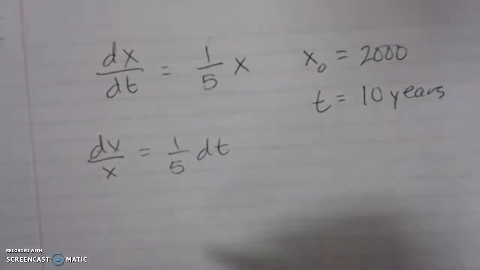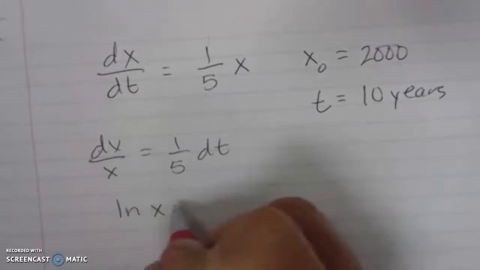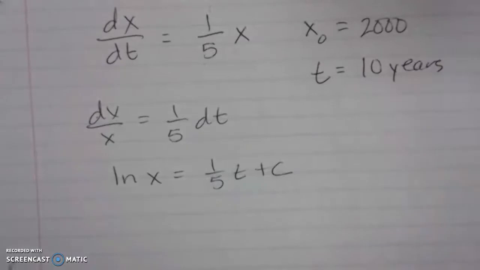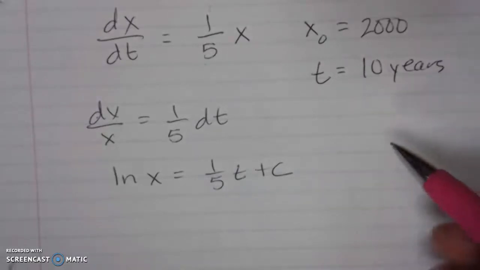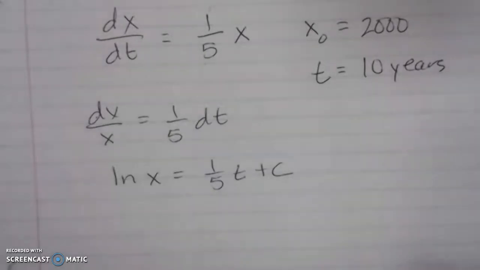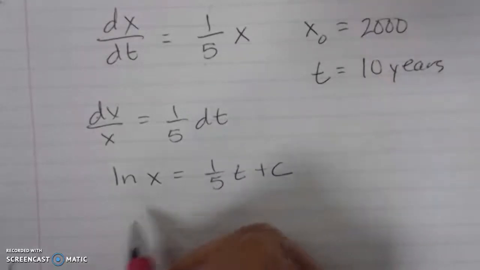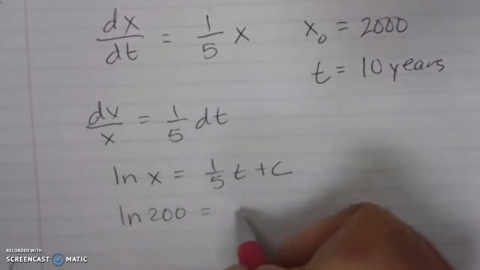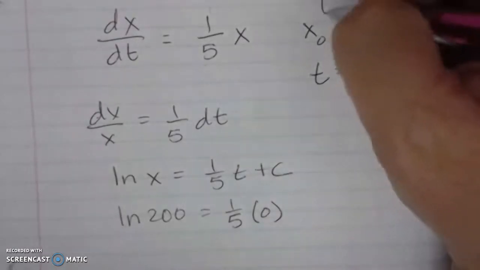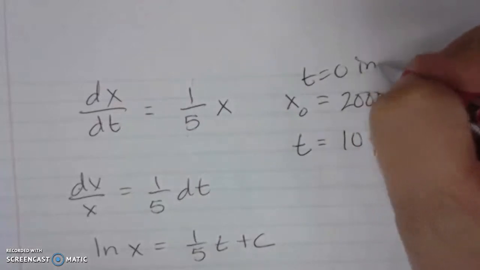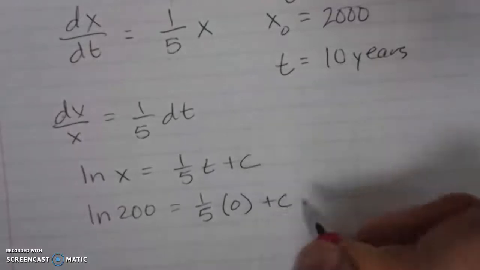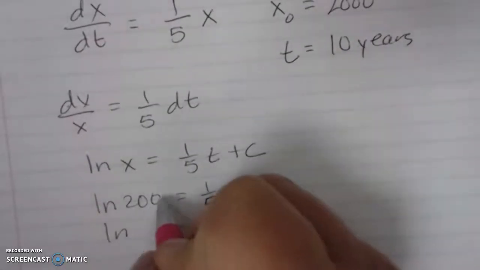Okay, the next step was take the integral of both sides. So I'm going to get ln of x equals 1/5 t plus c. I'm going to use the initial condition. Oh no, before I do that, I got to solve for c. So the initial condition, I have ln of 2,000 equals 1/5 times, now initial means that t equals 0. t equals 0 is the initial measurement, the initial time, the beginning time. So plus c, so we're going to find out that c equals ln of 2,000.